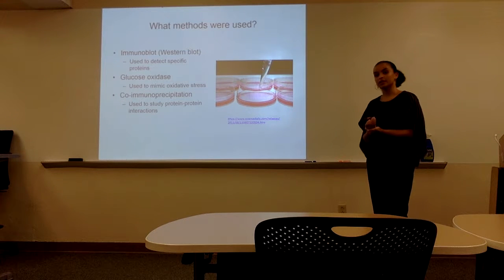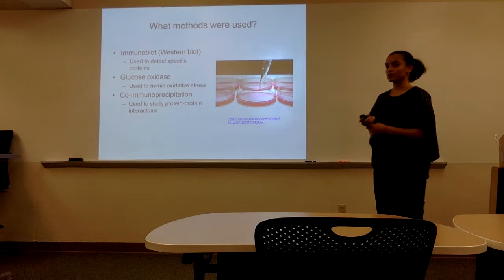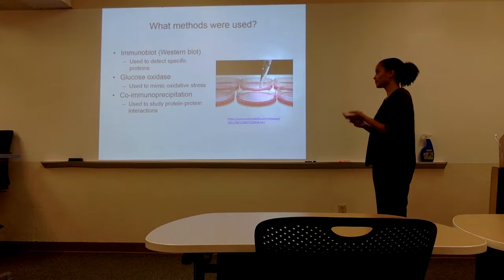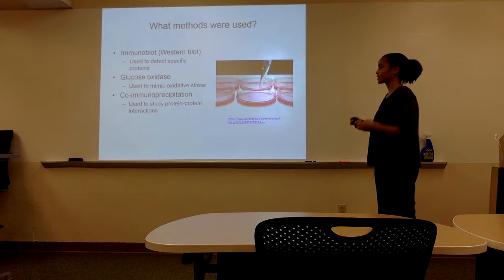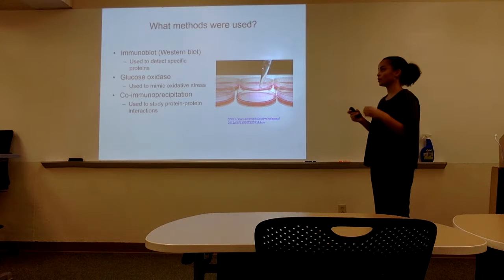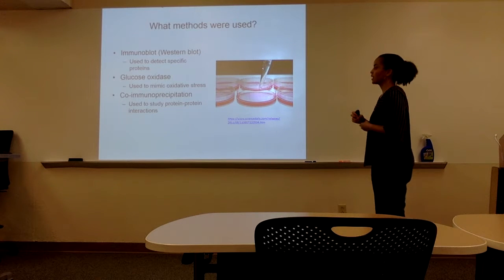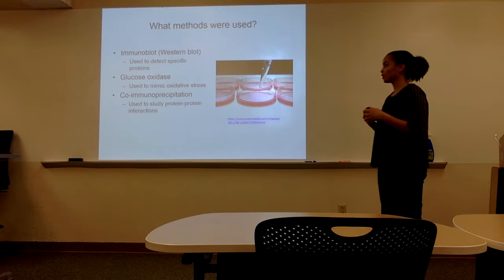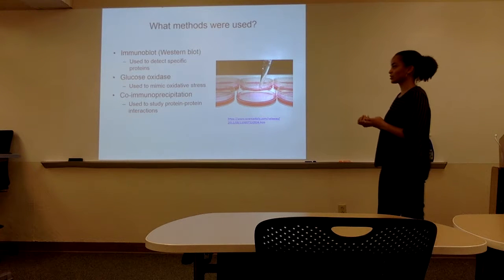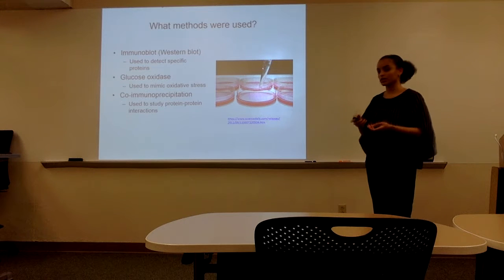So what were the methods that were used? Well, one of the methods they used was immunoblot, which is also known as the Western blot. It is used to detect specific proteins. They also used glucose oxidase, which is used to mimic the oxidative stress. And they also used co-immunoprecipitation, which is used for studying the protein's interactions with each other.